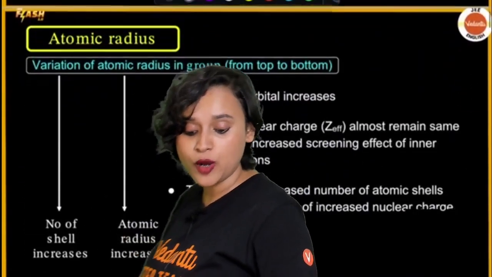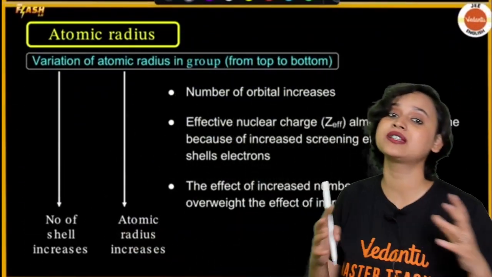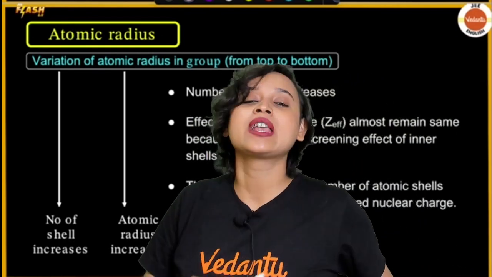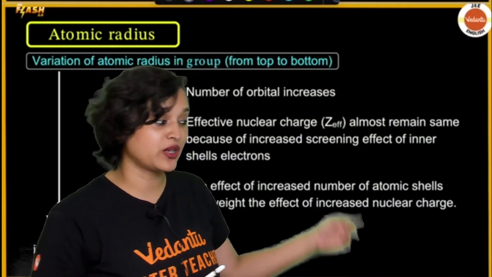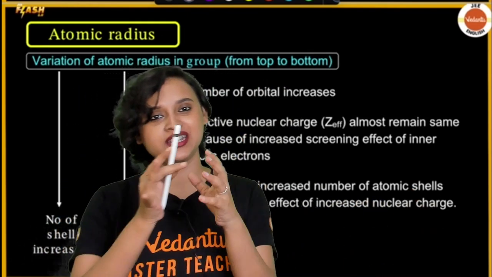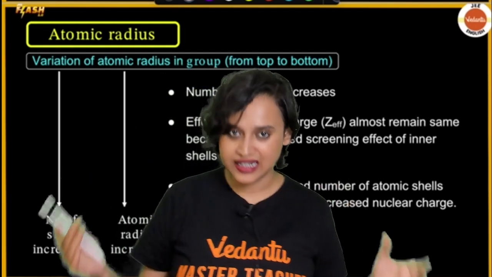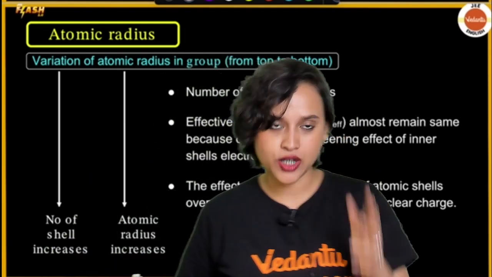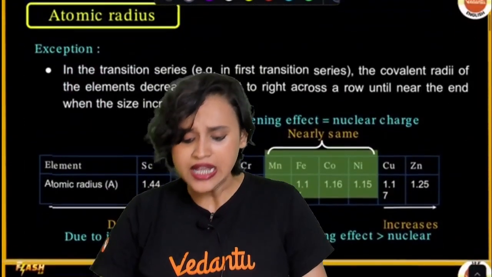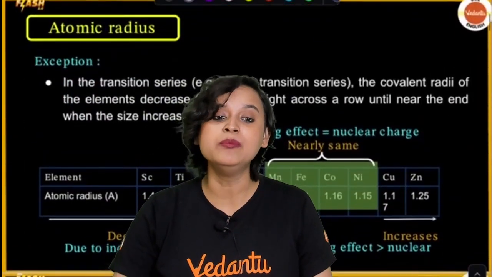But as you move from top to bottom, the atomic size increases because now you are increasing the principal quantum number. And as you increase the principal quantum number, you are increasing the shells. As you increase the shells, what will happen? The atomic radius will start increasing. Correct? So top to bottom increases, left to right decreases. Got it? Clear? Now here, let us talk about a mystery.